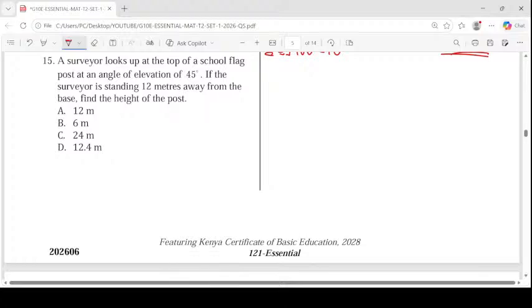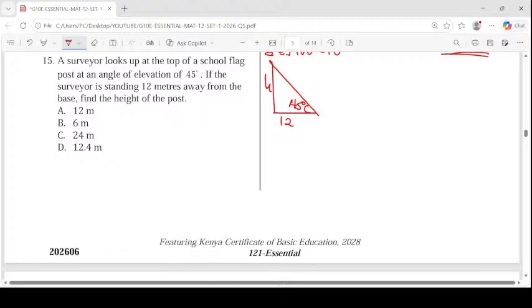Let us assume this is our post. Then we have this surveyor who is standing some distance away from the base of the post. He's standing 12 meters away and sees the top of a post at an angle of elevation of 45 degrees. They want to find this height of the post. So that is opposite and adjacent.